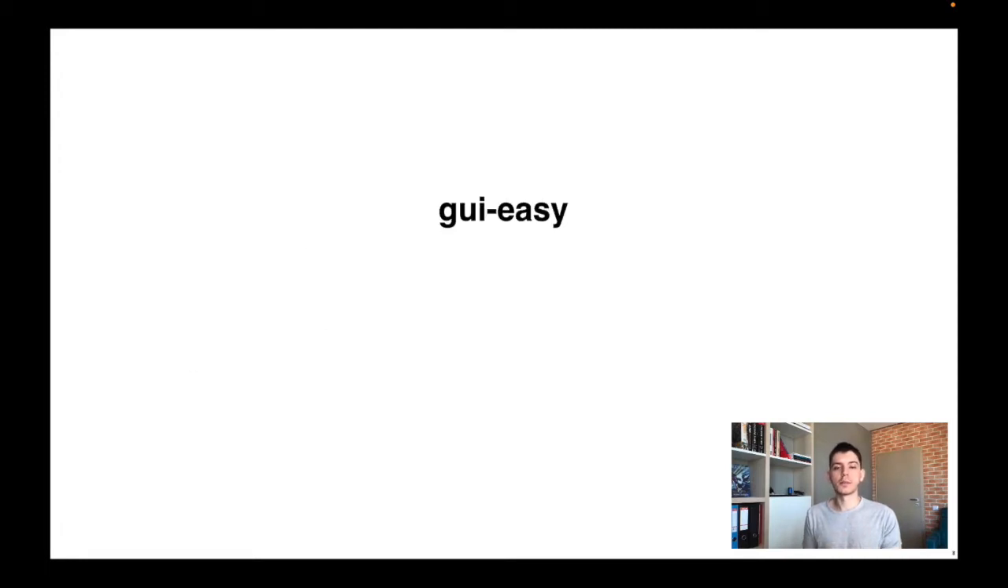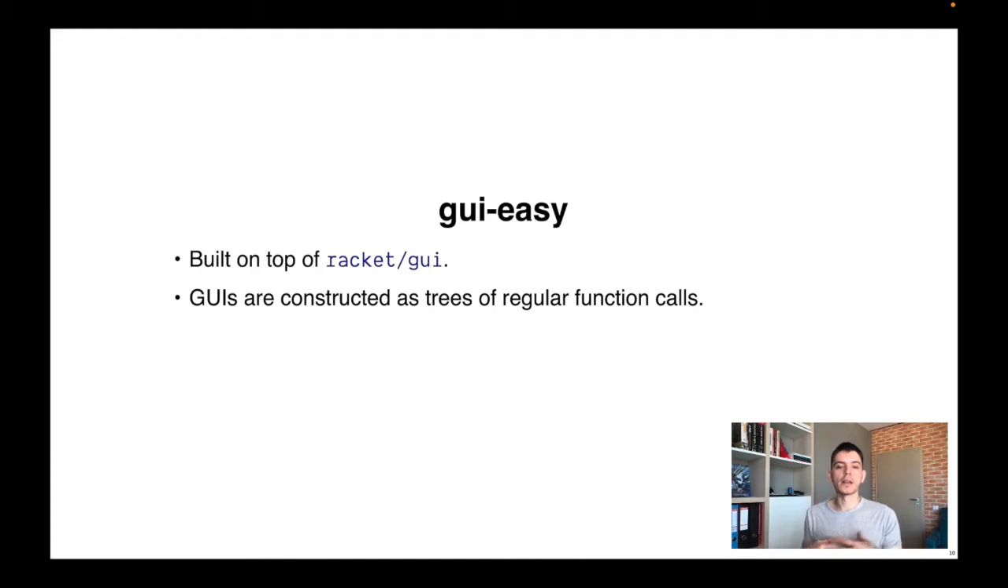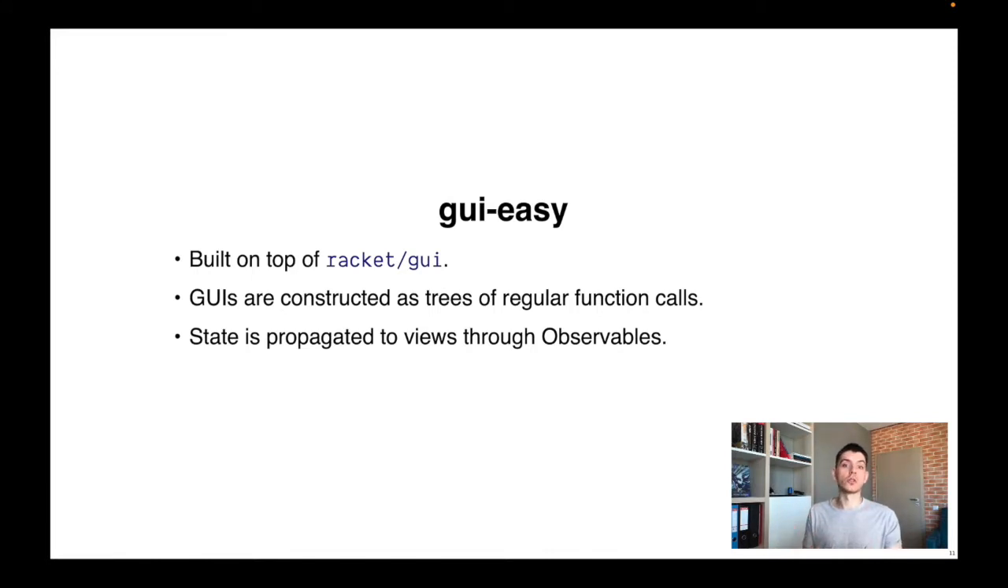GUI Easy is my attempt at adding a declarative layer on top of Racket GUI, and I believe it achieves this in two ways. First, by hiding away the details of the class system and providing just regular functions for the user to use to construct the view hierarchy. And secondly, by providing an abstraction for keeping track of state within an application and automatically propagating state changes to the views that depend on those particular bits of state. This also means it's less flexible than Racket GUI. In particular, you cannot opt out of the state management abstraction.